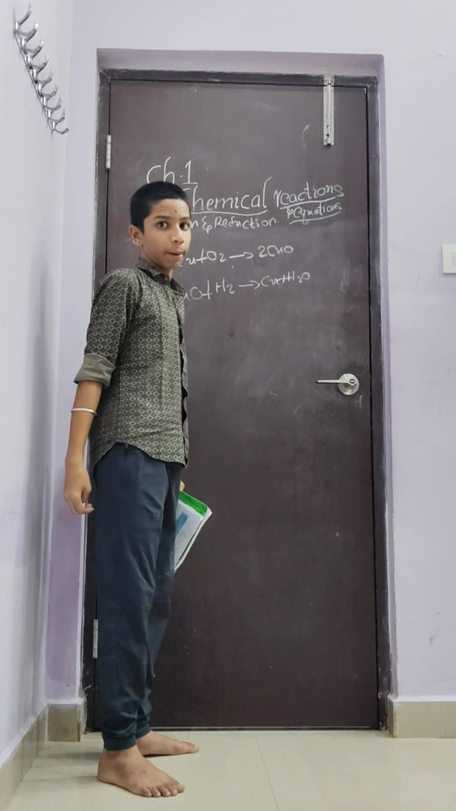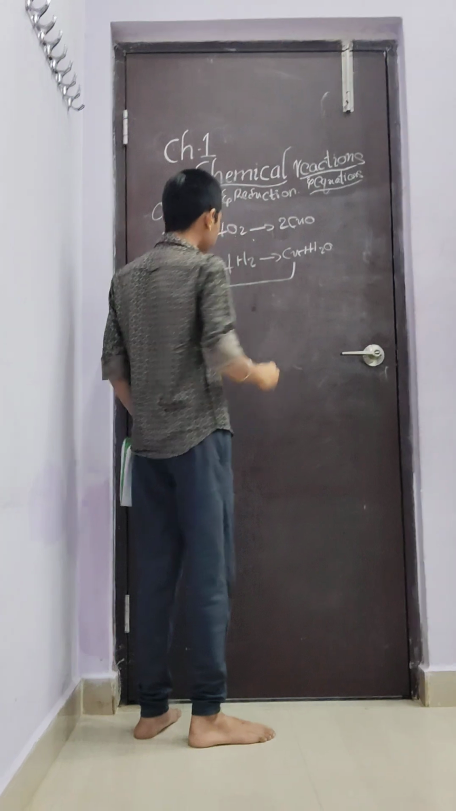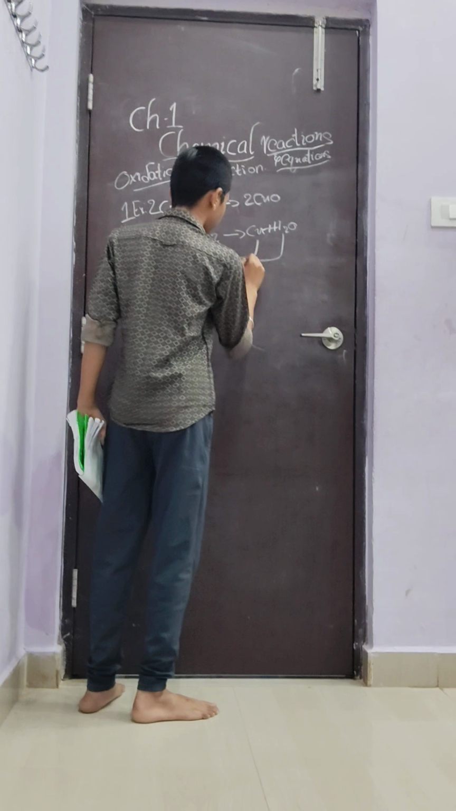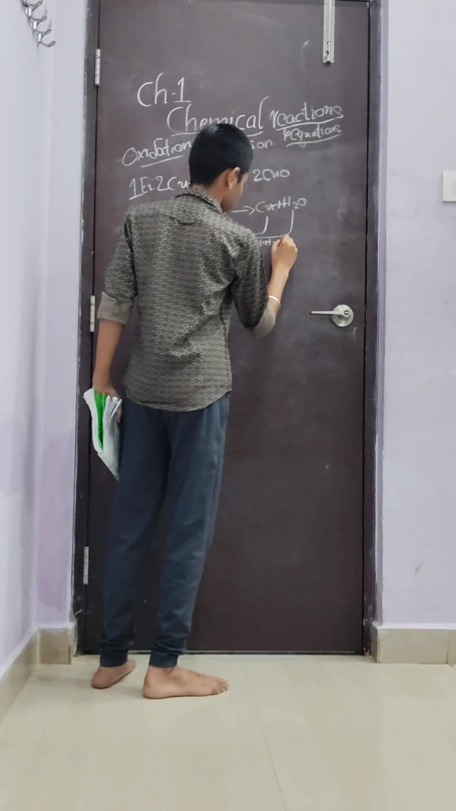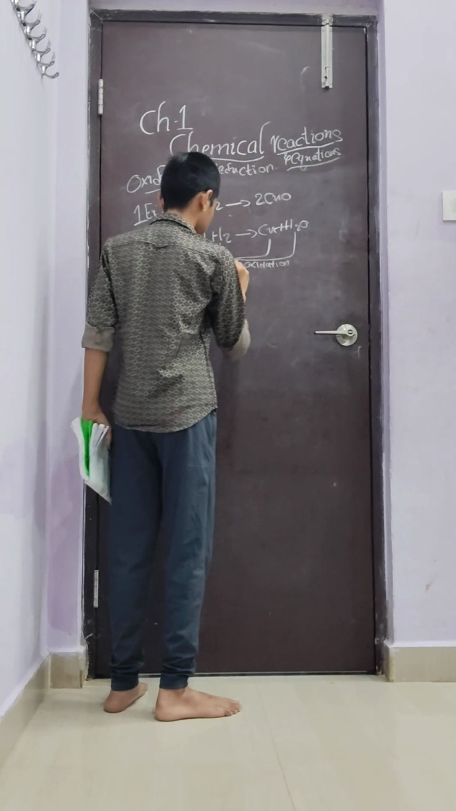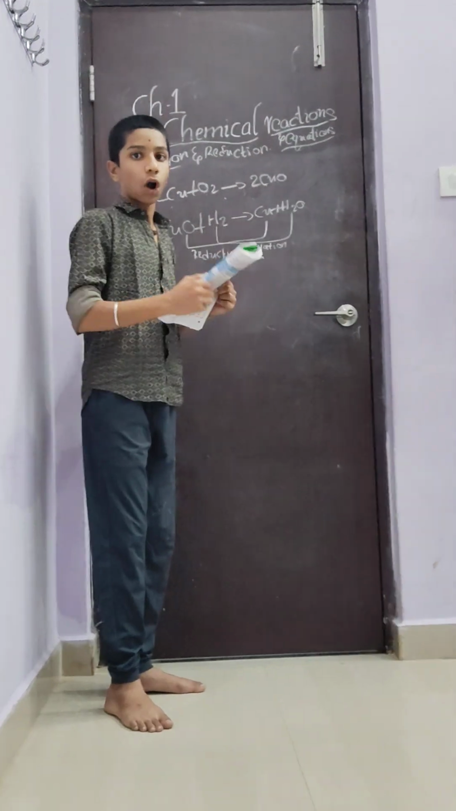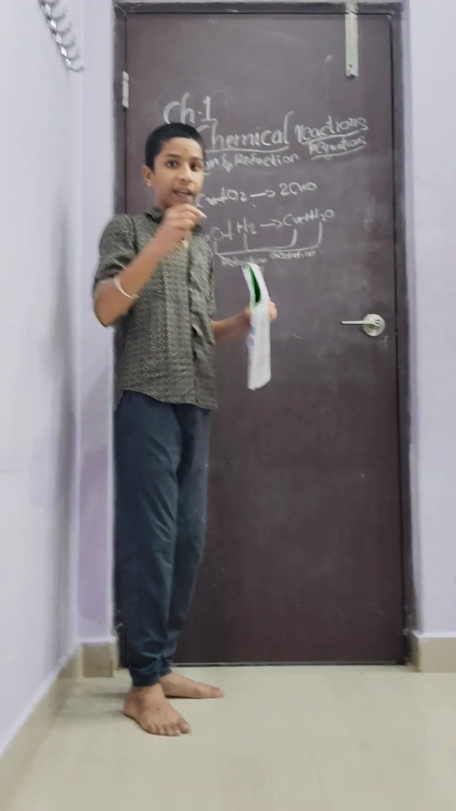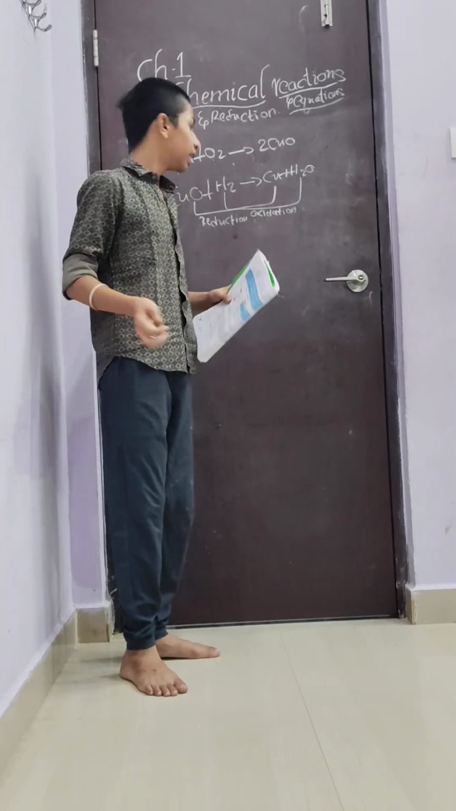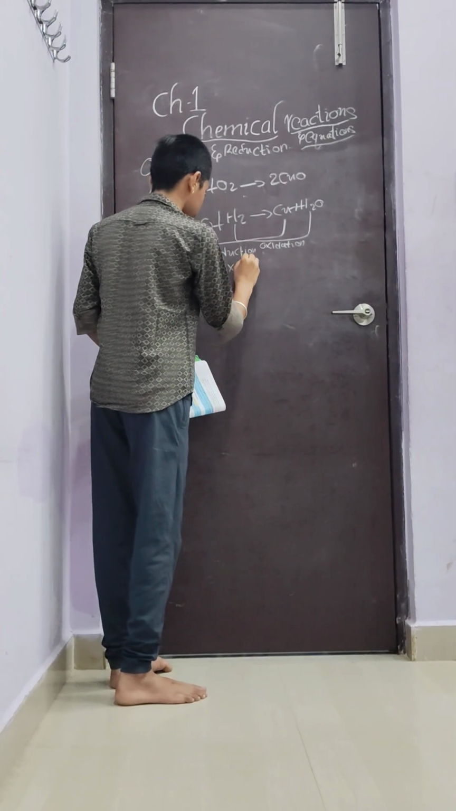Here, two reactions happen. Oxygen is lost by the copper, and hydrogen gains oxygen. Here, oxidation happened. Here, reduction happened. This reaction is called a redox reaction. The combination of oxidation and reduction taking place simultaneously is called a redox reaction.